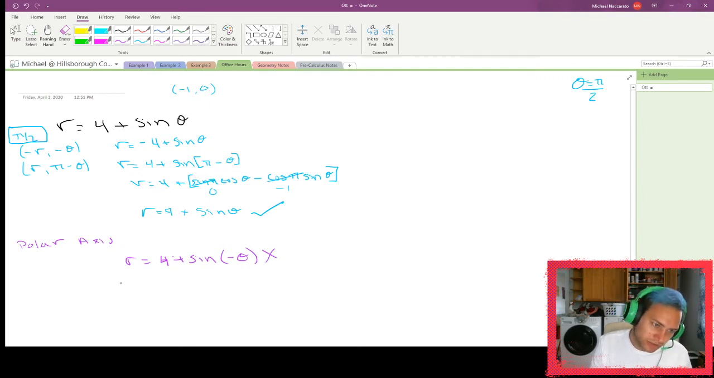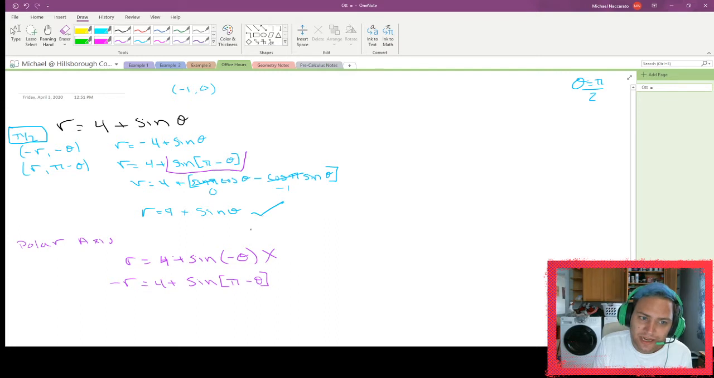Let's go ahead and try using our sum difference formula then. Negative r equals 4 plus sine of pi minus theta. You'll notice that since I left this here, we can make this quick jump. We know that sine of pi minus theta becomes sine of theta after simplifying it, so I don't have to rewrite everything again.